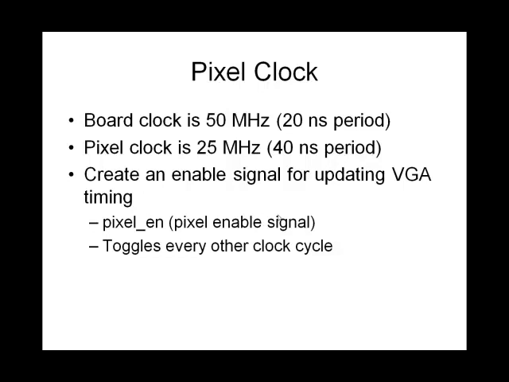As described earlier, the timing for the VGA is based on a pixel clock. The pixel clock is 25 megahertz, or 40 nanoseconds. This is twice the period of our board clock, which is 20 nanoseconds using a 50 megahertz clock. One of the things that you'll need to do for this lab is to create an enable signal that prevents your counters from incrementing every clock cycle. Rather, your counters should be incremented every other clock cycle.